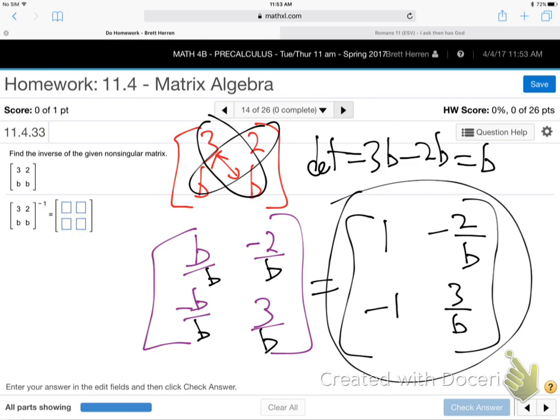Is that okay? Getting the hang of the 2 by 2 inverses? So that one you would have to do by hand because your calculator can't do the letters. No questions? Good to move on? Let's do that.